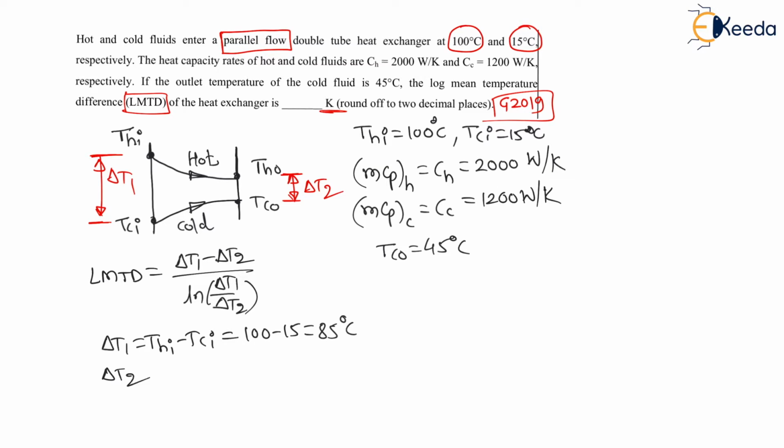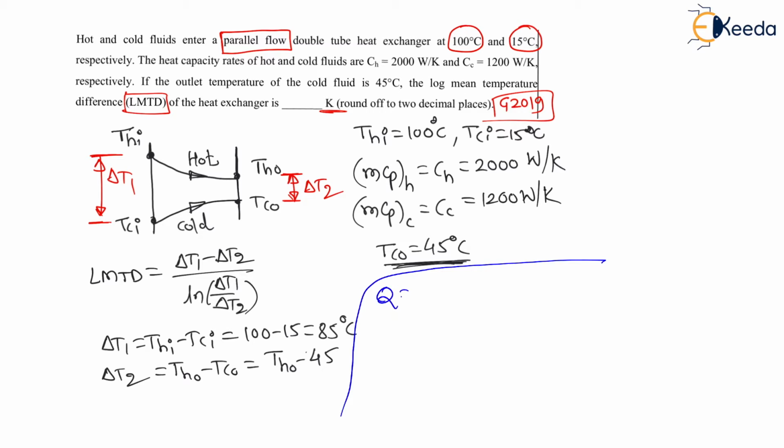Again, delta T2 is Tho minus Tco. Tco is given here, 45, but Tho is unknown, therefore it will become Tho minus 45. So my dear students, here first of all we have to calculate this Tho, right? Now to calculate this Tho, again we have one basic relation of heat transfer through the heat exchanger.